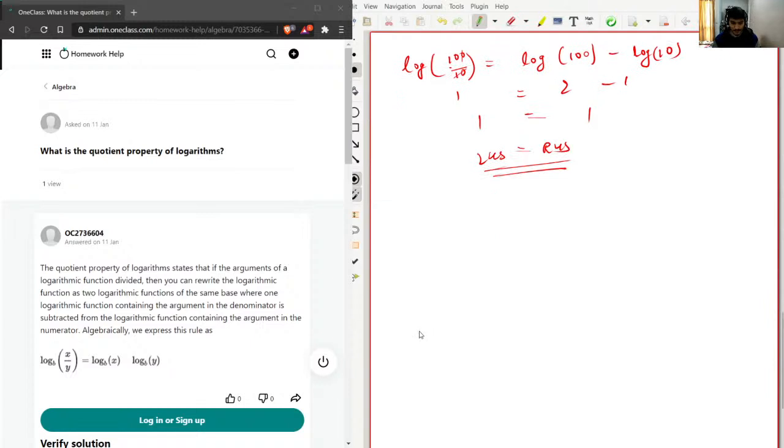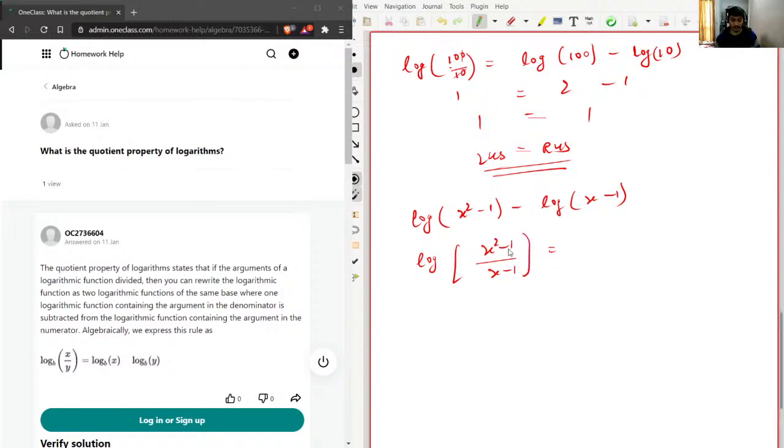For one more example, I have log of x square minus 1, minus log of x minus 1. So I can use this property, and this whole term is treated as a single term only here. So this will become log of x square minus 1 over x minus 1.